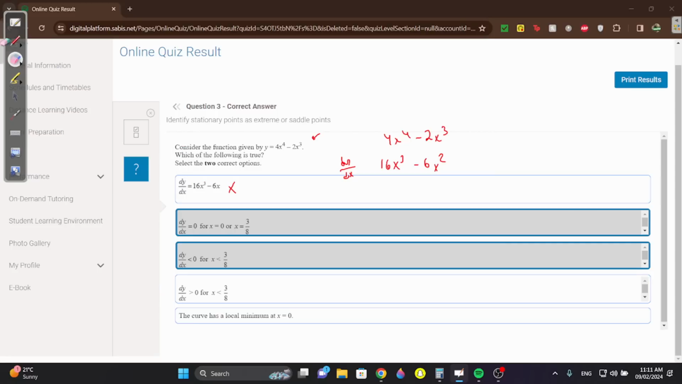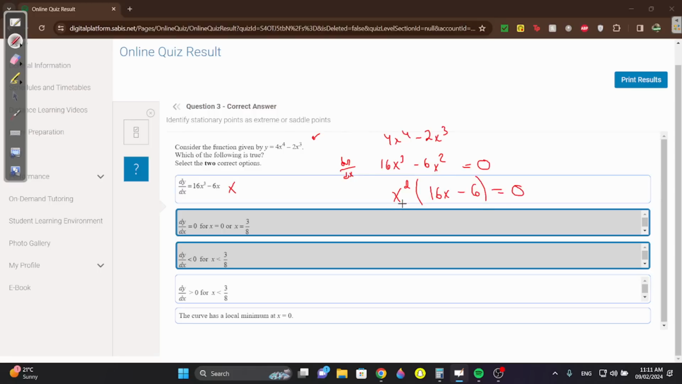Okay, let's find the turning points. So what do you do? You equal it to 0. How do you solve this? You have to factor out x squared, right? You have to take out x squared. It becomes 16x minus 6 equals 0.